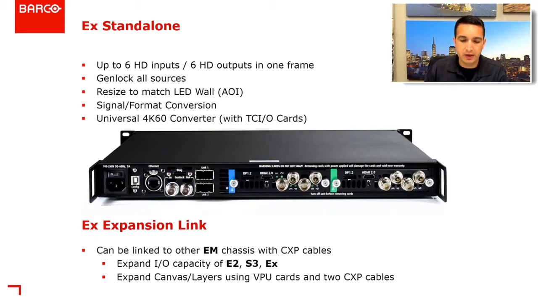So it can take in up to 6 HD inputs and output 6 HDs, right? It gen locks everything. It's great for resizing to match LED walls. It's a fantastic signal format converter with a TCI, TCO, also known as tri-combo in, tri-combo out cards. It could be a fantastic universal digital 4K 60 converter, right? We also, again, use it as expansion.